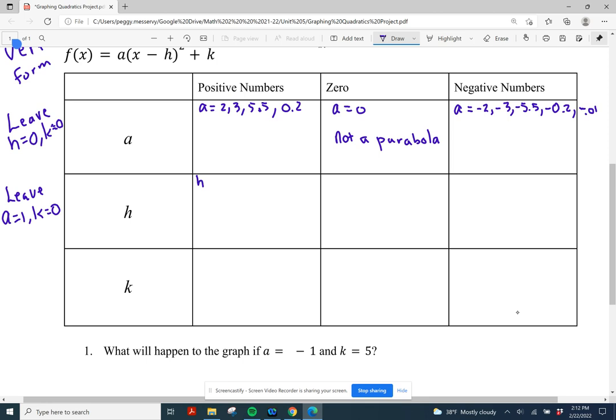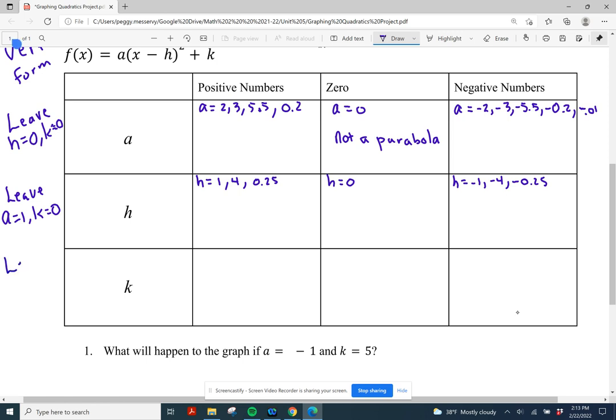So maybe you look and see what happens when H is 1 or 4, just positive numbers now, or 0.25. How does the graph change when we make changes to the H value? We're working with H. What happens when H is 0? What happens when H is a negative number? So like maybe negative 1 or negative 4 or negative 0.25. How does that affect the graph of my quadratic?